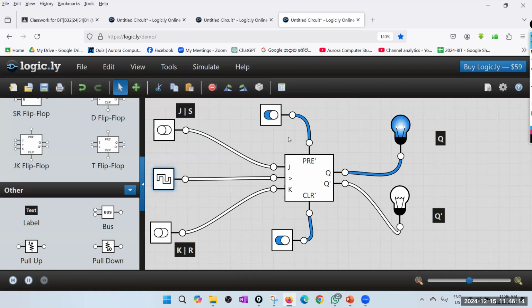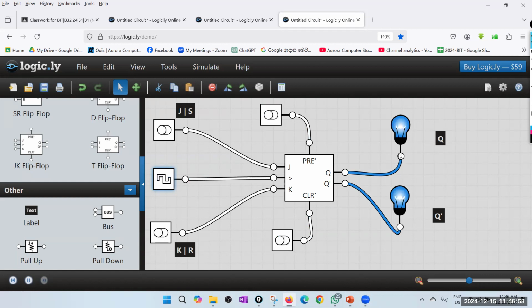At any time, if you want to preset, you can. How to preset? Oh, sorry, now it is already preset. If I want to clear, that means make Q' 0, so Q' 1 immediately. This doesn't need the clock pulse. This will happen immediately. Look at immediately it happens. This is because preset and clear do not depend on the clock pulse. Immediately it happens.